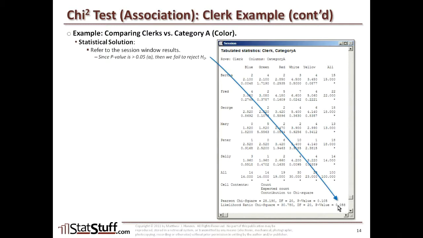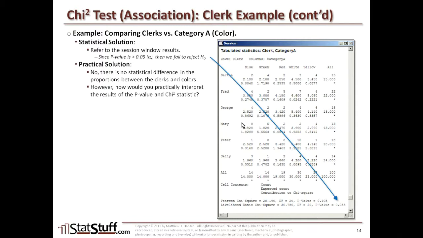And in this case, the p-value comes out as 0.058. That is 5.8%. Again, since that p-value is greater than the 5% risk we're willing to accept, we fail to reject the null hypothesis. That means we accept that null hypothesis, that there is no difference between them. They all are operating at about the same. So from a practical standpoint, we would answer the question: no, there is no statistical difference in the proportions between clerks and colors.